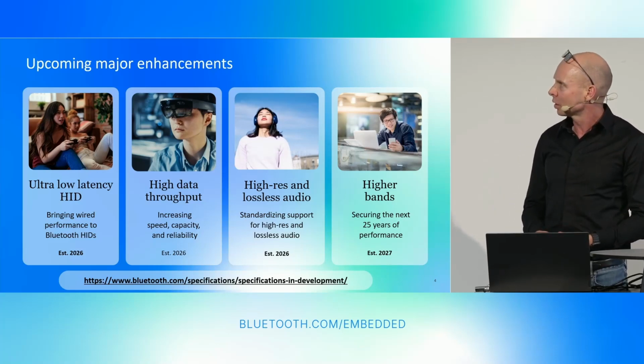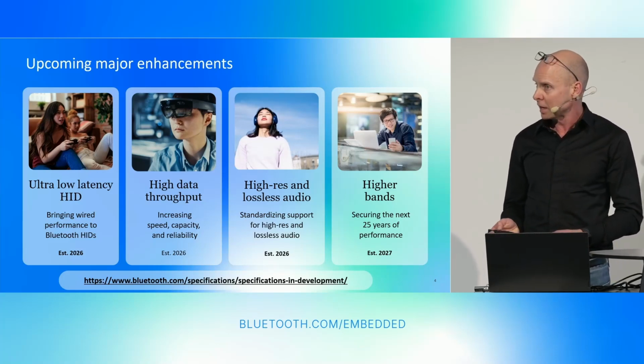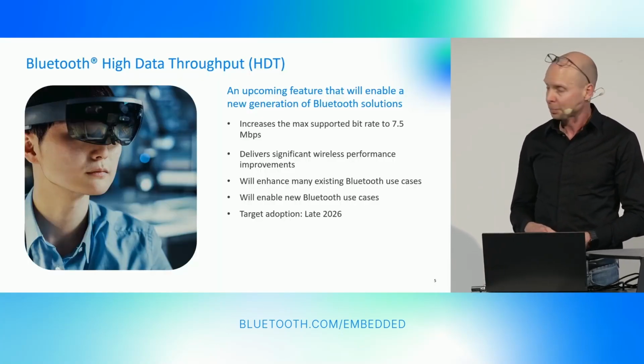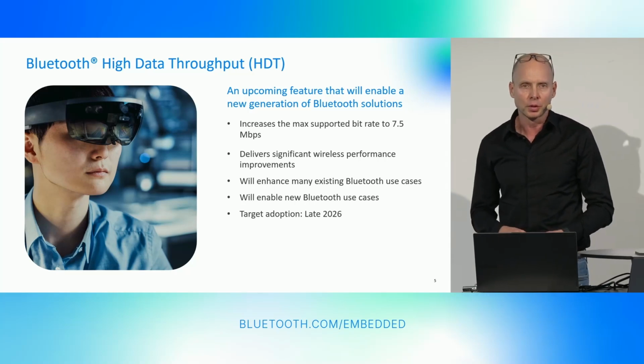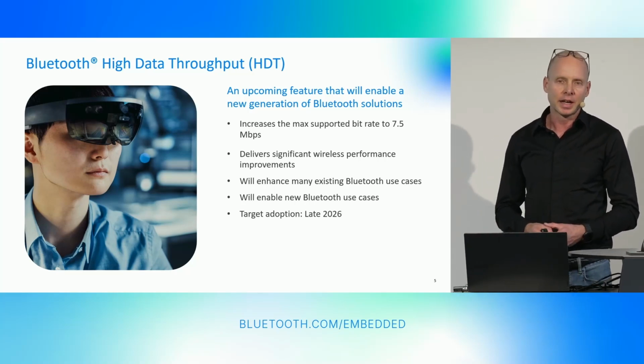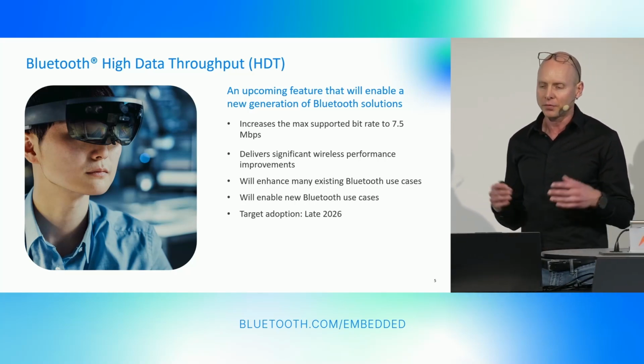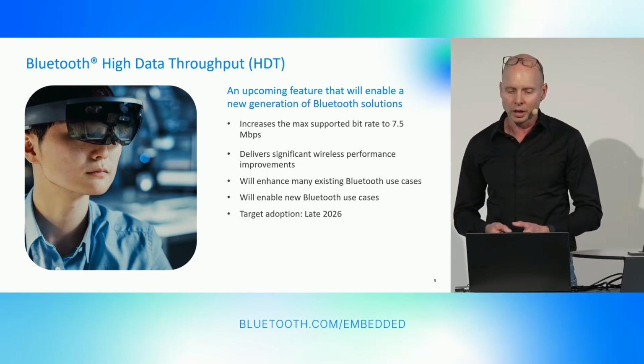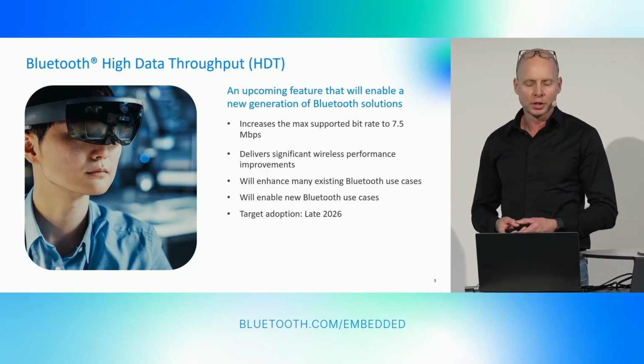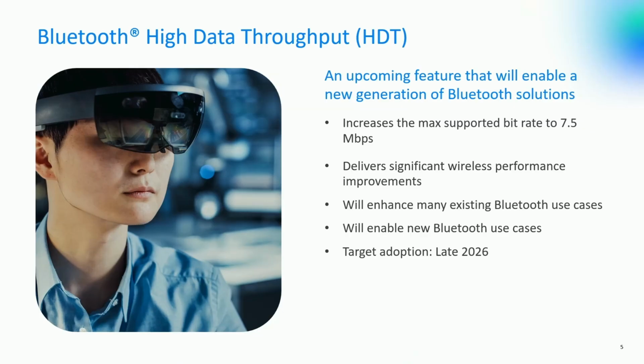So now let's start to examine HDT. So Bluetooth High Data Throughput. This project is going to enable a new feature that's going to be fundamental to creating a whole new generation of Bluetooth solutions. We're going to have new silicon. We're going to have more advanced software stacks. And of course, Bluetooth in-use products, they're going to gain new and enhanced capabilities thanks to higher data throughput.